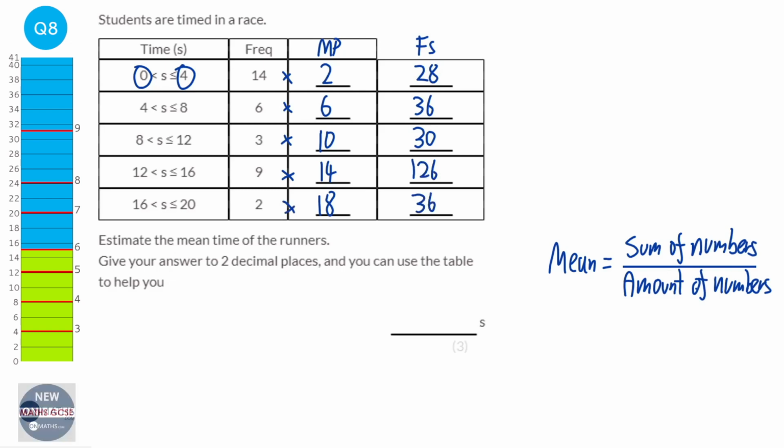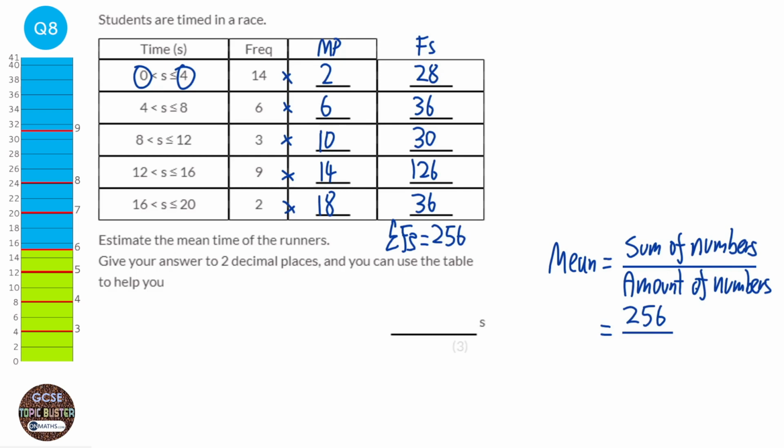Okay, next we're going to work out the sum of the FX. And to work that out, we just add all of these up together. So we're going to do 28 plus 36 plus 30 plus 126 plus 36. And when you add them all up, you get 256. Now, that will give us the sum of numbers. So we're going to put that into our working out now.